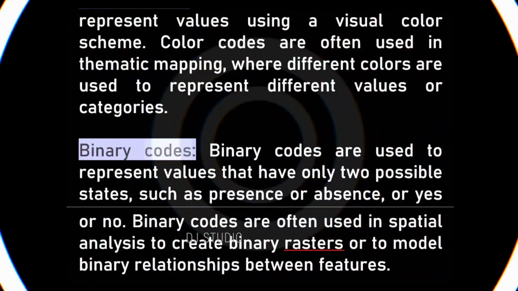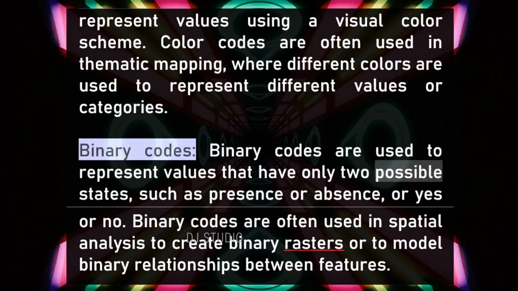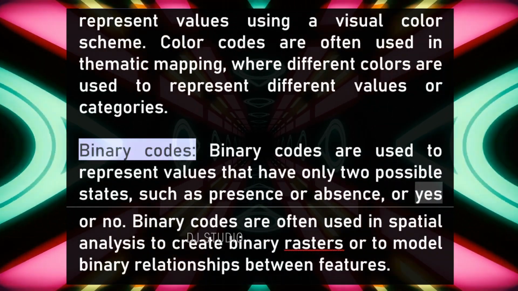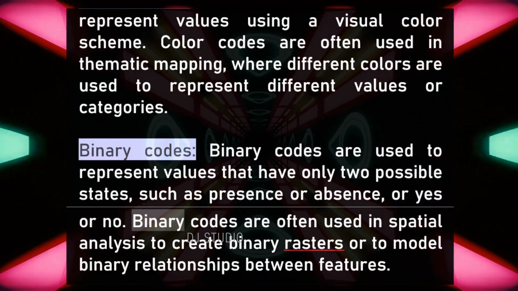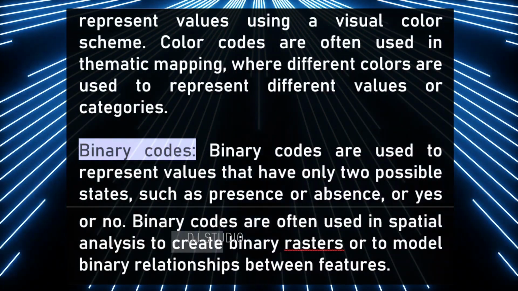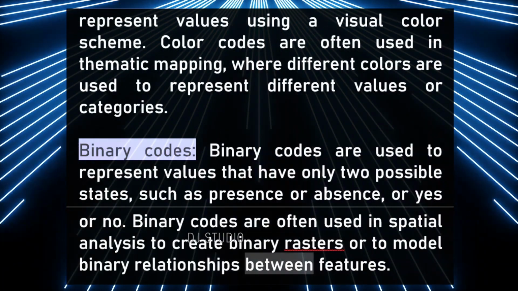Binary codes. Binary codes are used to represent values that have only two possible states, such as presence or absence, or yes or no. Binary codes are often used in spatial analysis to create binary rasters or to model binary relationships between features.